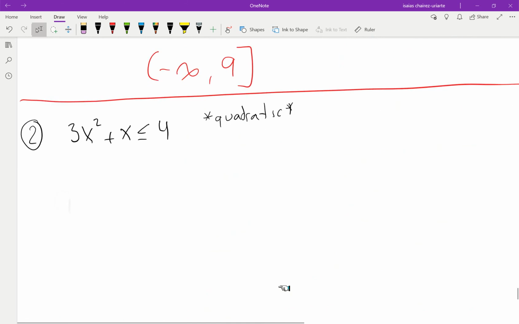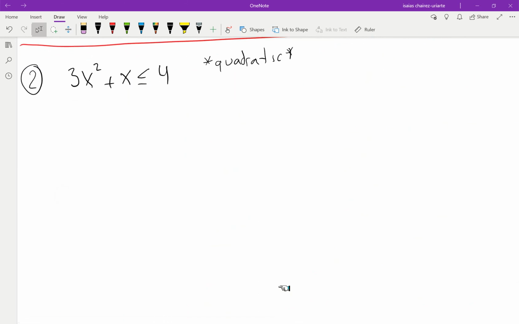Alright, so let's solve another polynomial inequality. This one is quadratic. So it might not be as trivial as the previous one. But let's try it. At this point, you should pause the video, try solving it, and then we'll go ahead and go through the process here.